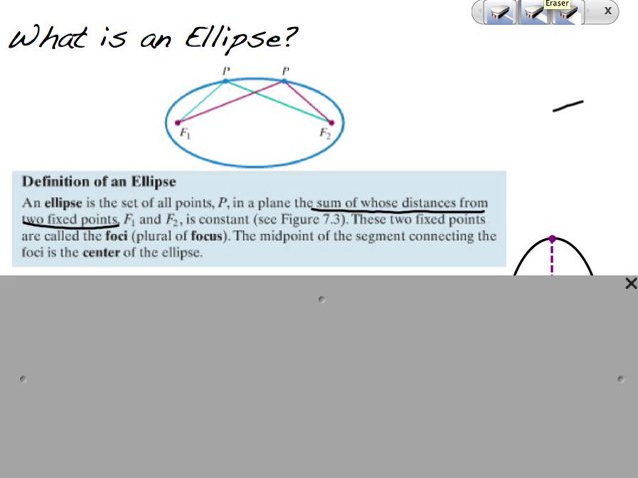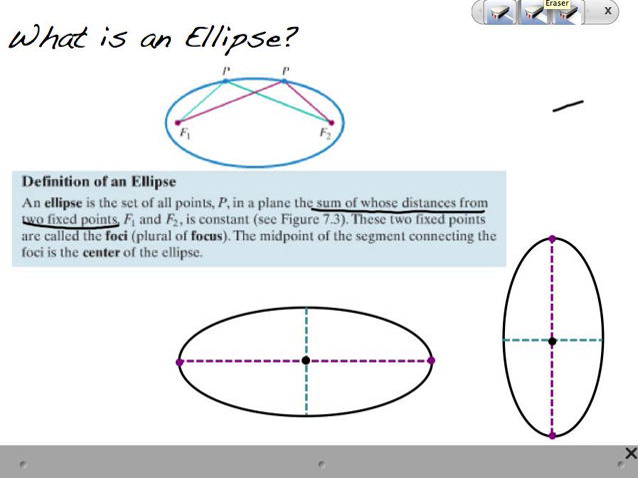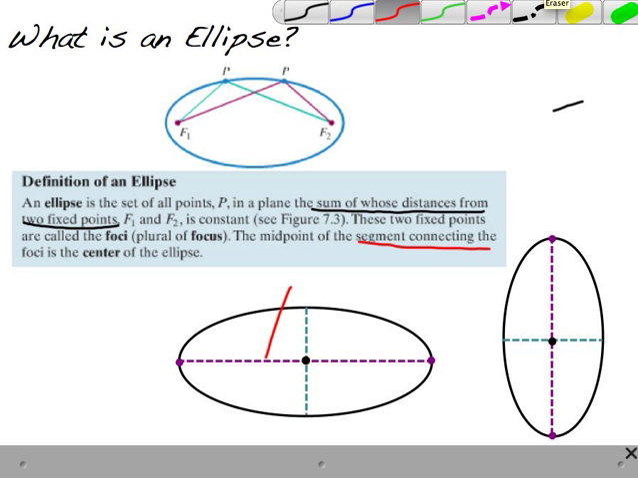So a couple of pictures to see here. Your ellipse could be oriented horizontally or vertically. As you see on the left, it's horizontal. On the right, it's vertical. Either way, there are two axes. This is the segment connecting the foci, because the foci will always be on the major axis. So the foci might be somewhere in there, just like you've seen previously.